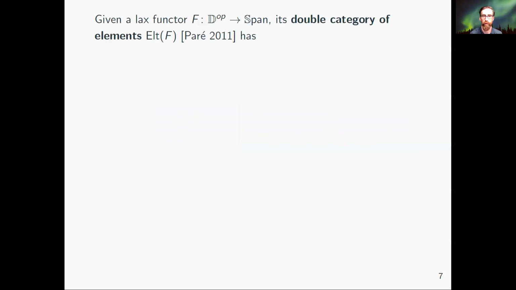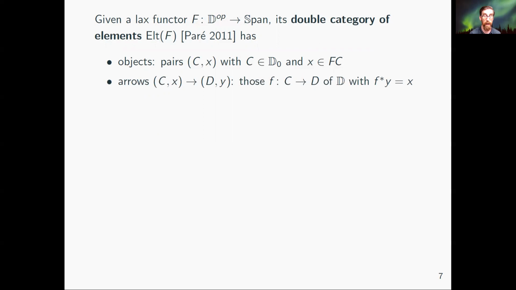For any such lax span valued functor, there is a category of elements construction, which turns out to be a double category. So the objects are pairs consisting of an object of the double category and an element of the set associated to the object by the functor. The arrows are arrows of the double category that have the property that the associated transition function will preserve the chosen elements of the associated sets.